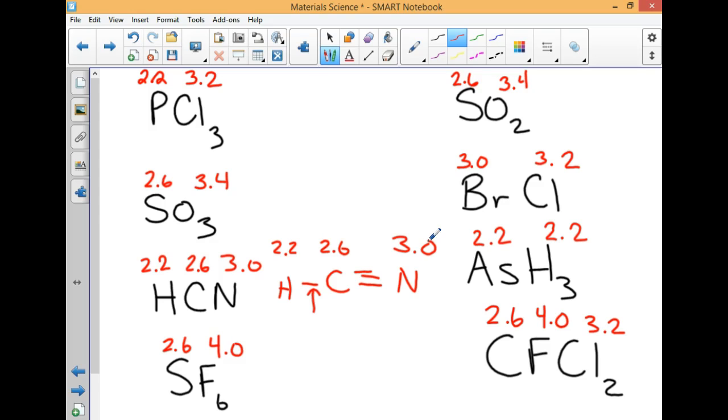In the arsenic trihydride, there's no difference. This is 100% equal sharing of electrons within its structure.